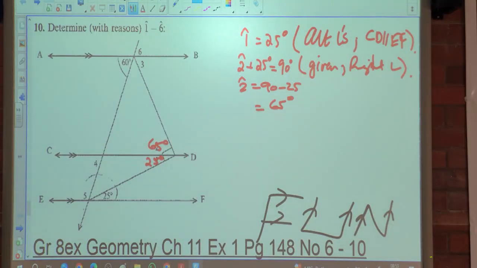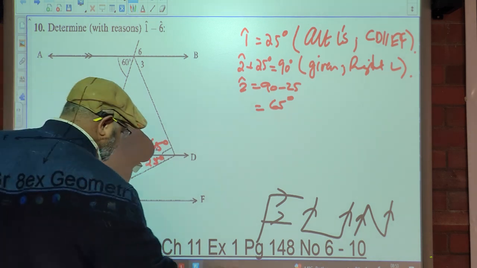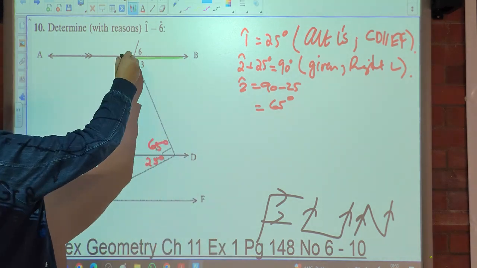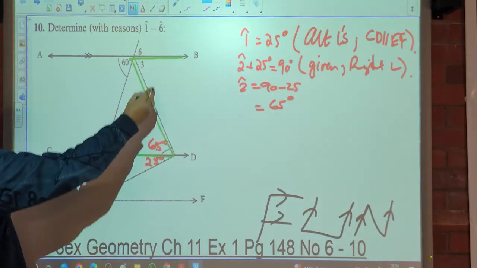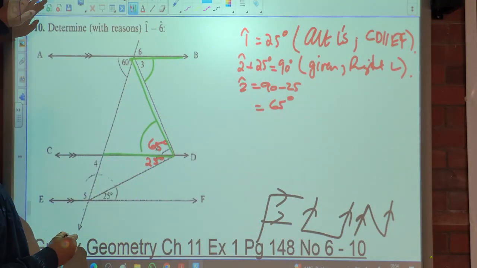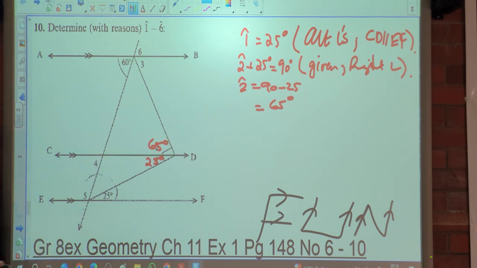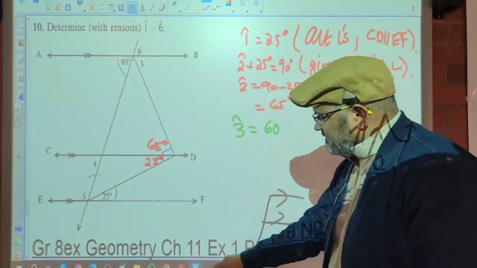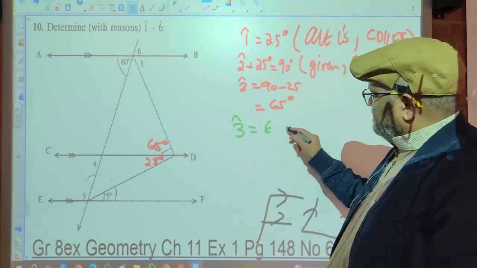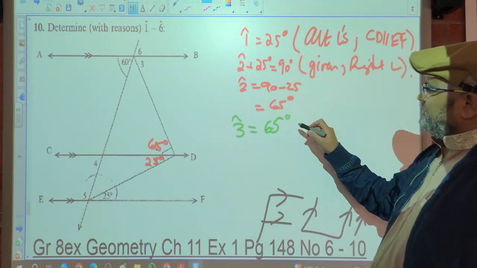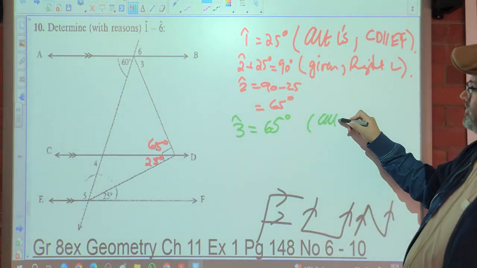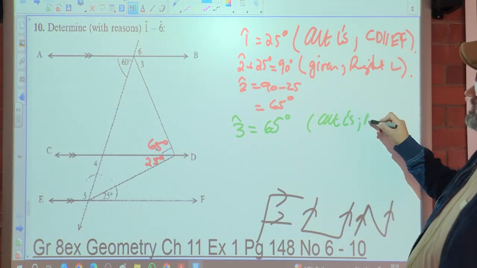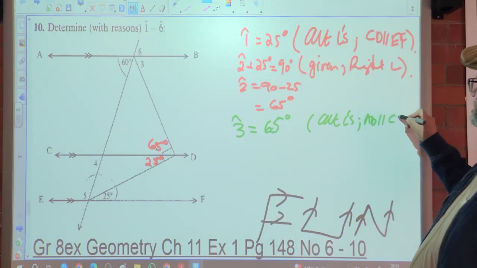Angle 3. Alternate angles. Can you all see that, people? So angle 3 is actually equal to 60. You all okay with that? Angle 3 is equal to 60 degrees. 65, sorry, not 60. Why 65? Because of alternate angles with AB being parallel to C.